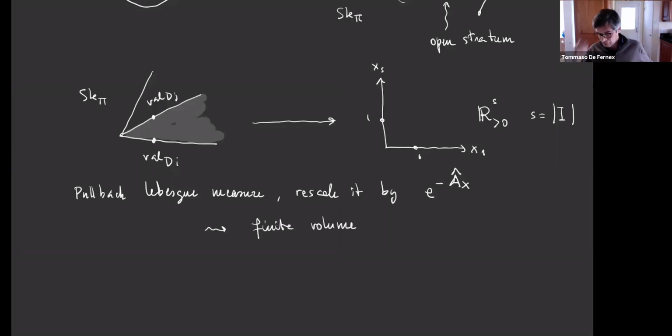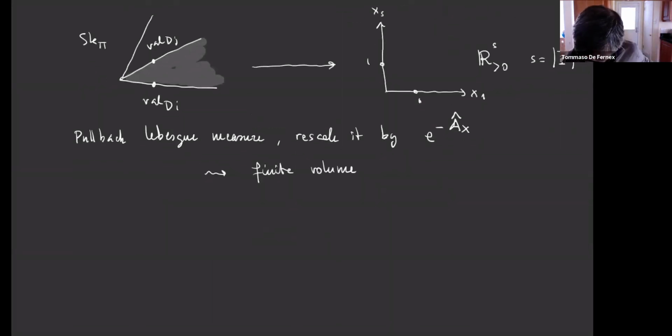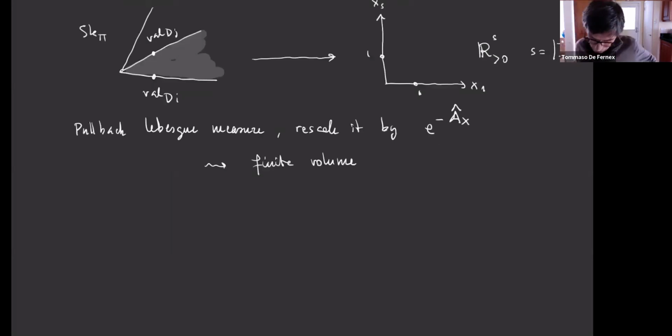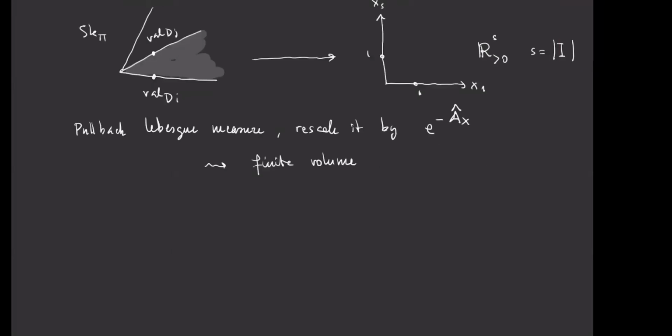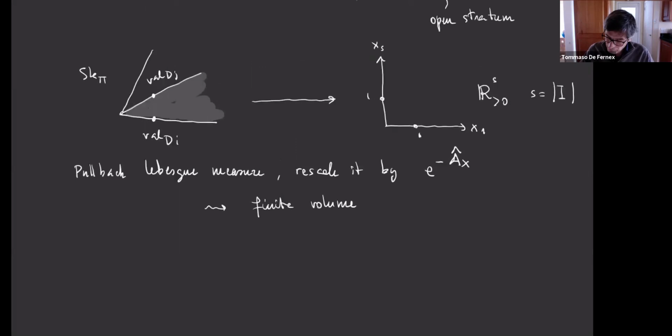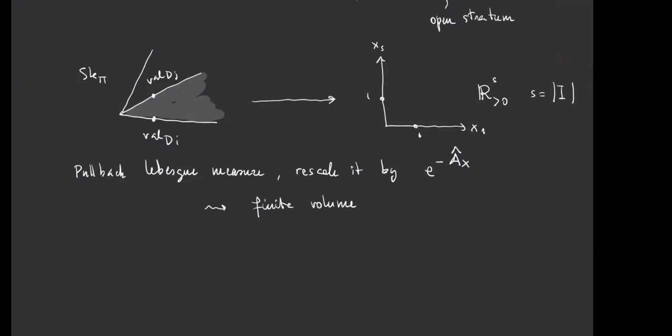Okay. So let me now say what this function is. Finite volume on what? Well, the volume of this quadrant is infinite, right? But if I rescale it by some e to the minus something, I'm going to make it into something that looks like a finite volume.